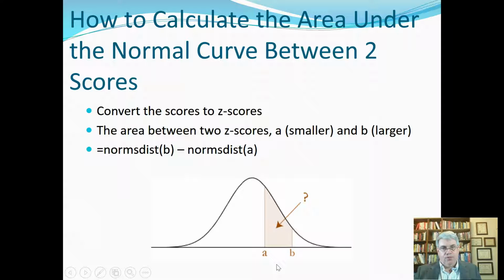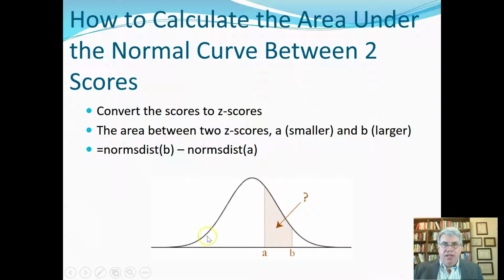between these two scores. What we're going to do is convert the scores to z-scores, and then we're going to look at the area between the two z-scores, A and B. We're going to use the Excel command NORM.S.DIST, normal standardized distribution of B, so that's all the area to the left of B, and we're going to subtract the area to the left of A, NORM.S.DIST of A. So let's see how that will work.